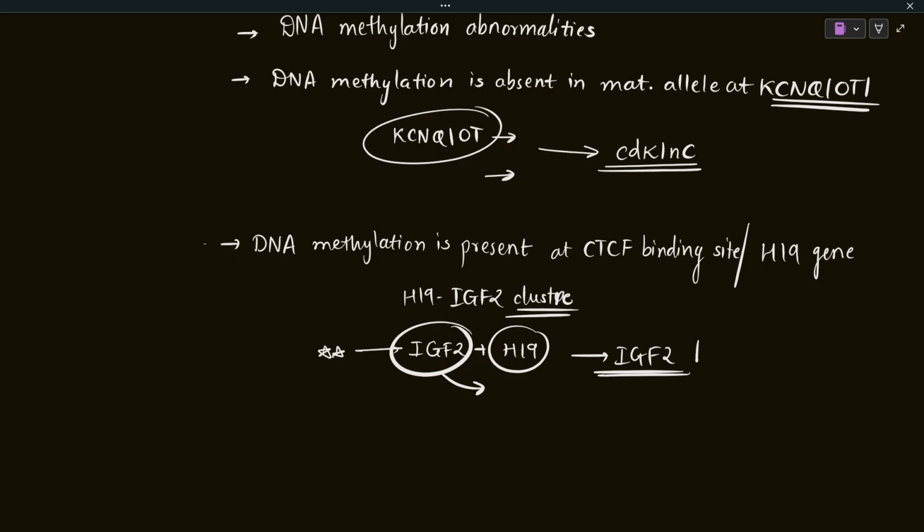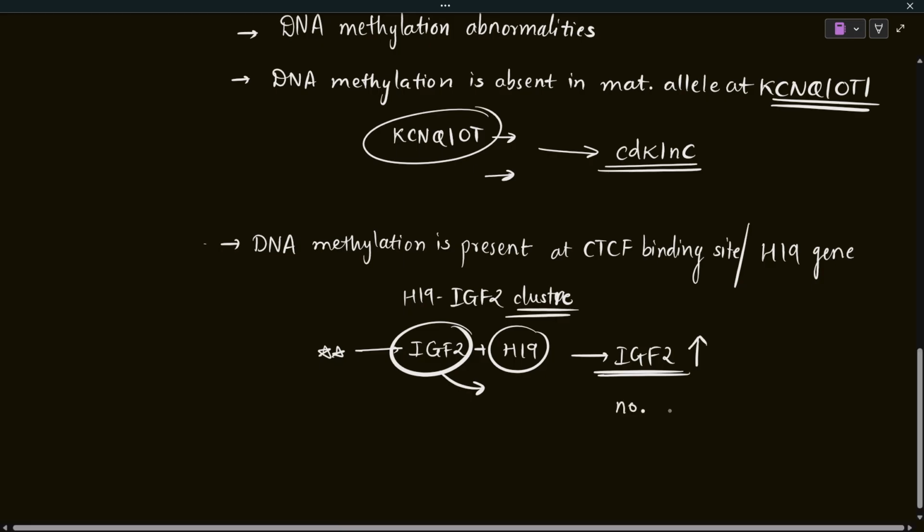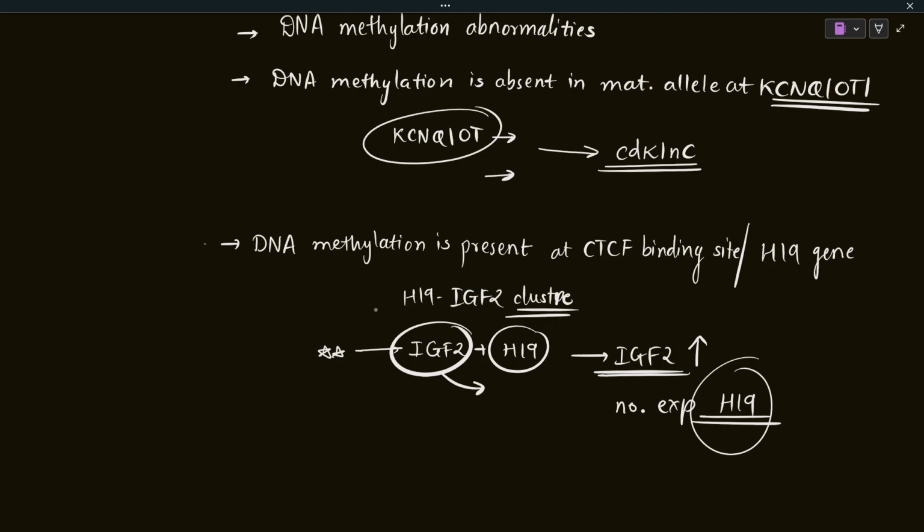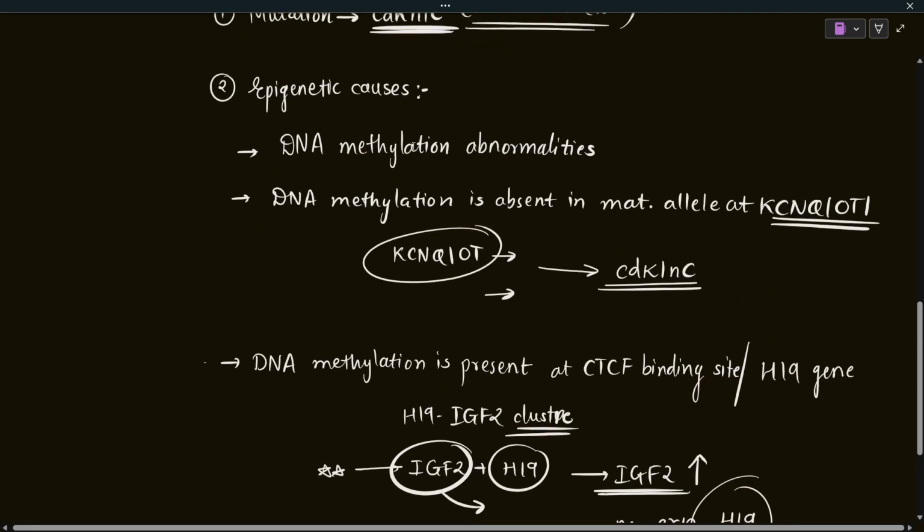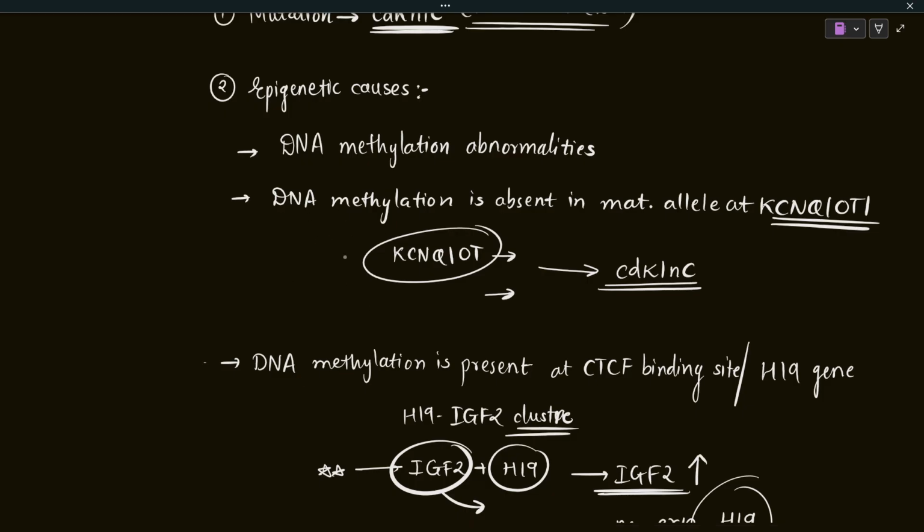The IGF2 production will be elevated because it is now going to be produced from both the maternal allele as well as the paternal allele, but there will be no expression of H19, which is a growth suppressing non-coding RNA, and that is why this can lead to Beckwith-Wiedemann syndrome. So the DNA methylation abnormalities that I listed here could lead to Beckwith-Wiedemann syndrome.